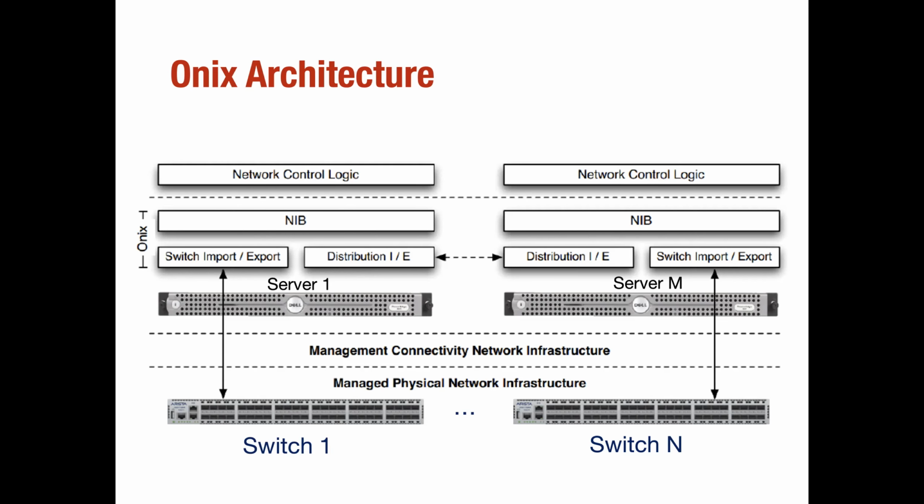So this network control logic is another term for the control programs or control applications that we have been talking about, right? And this NIB you can think of as the global network view, like the network graph or network database, which is the graph that is exposed by the network operating system to the control programs. Okay.